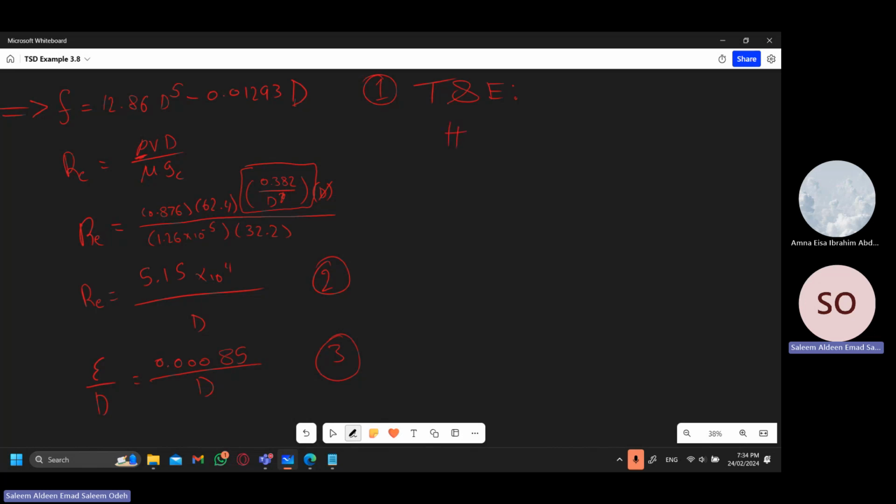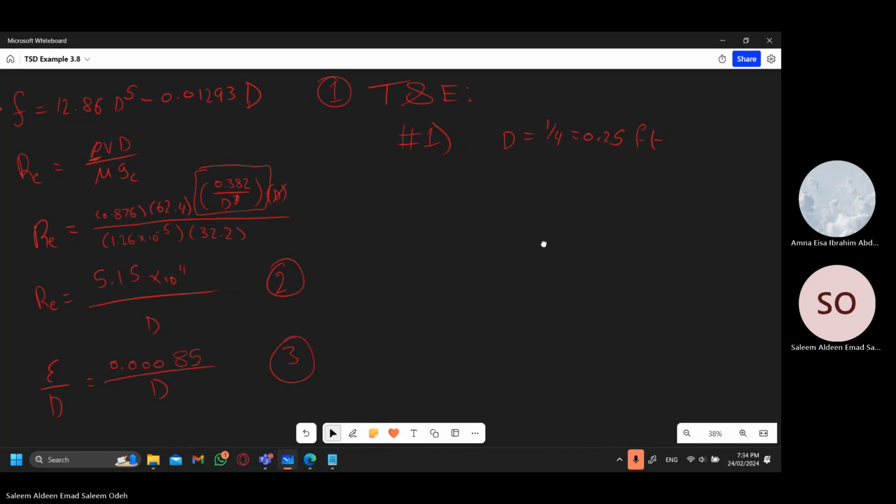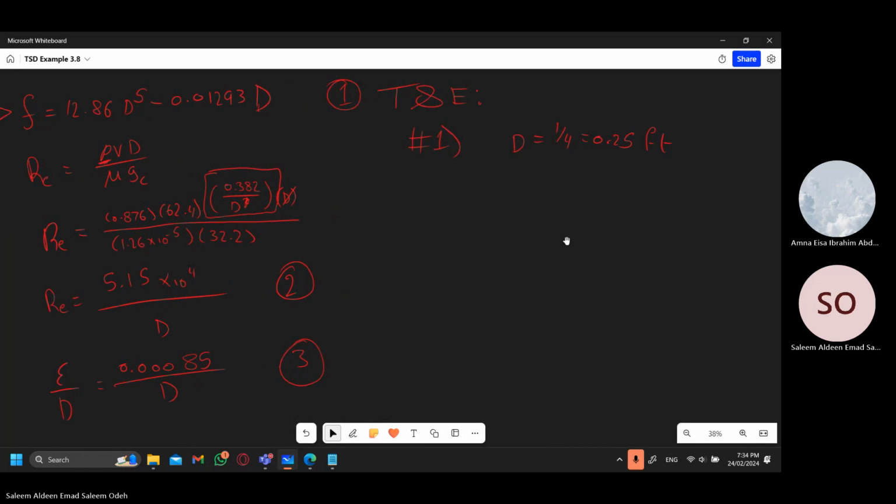So for our first trial, we will assume D to be equal to 1 over 4, which is equal to 0.25 foot. The friction factor, once we plug this diameter into the equation, is 0.0093. Now, this is the friction factor that we calculated. I just want to specify that matter. We calculated this friction factor.